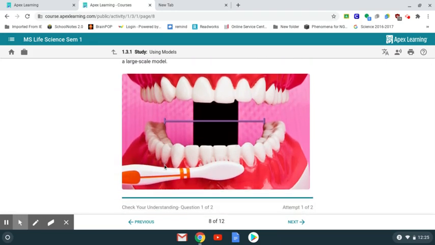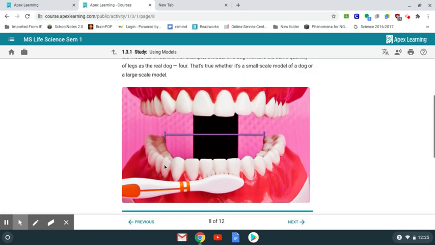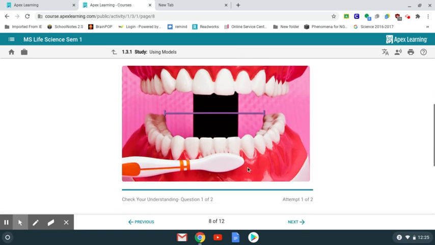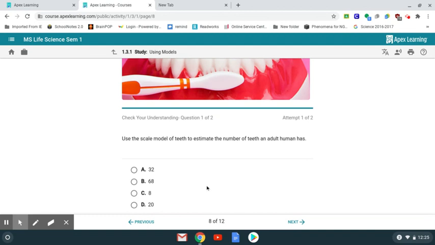So it's asking me to estimate how many teeth the adult human has. I'm not going to see every tooth, but I can go through 1, 2, 3, 4, 5, 6, 7, 8, 9, 10, 11, 12, 13, 14, 15, 16. I think I got 16. 17, 18, 19, 20, 21, 22, 23, 24, 25, 26, 27, 28, 29, 30, 31. Okay, so I can estimate based on what I see. And my answers are 32, 68, 8, or 20. Well, I got 31. So that's pretty close to 32.